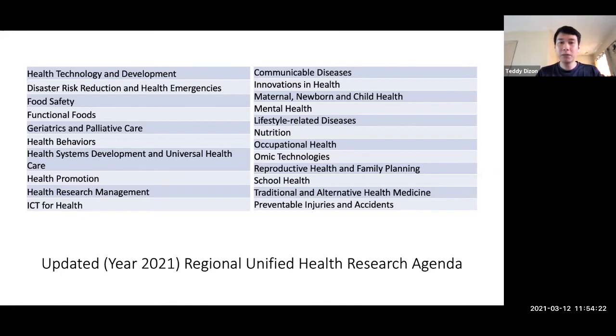For the collaboration, meaning, are these topics or questions or research agenda highly collaborative in nature? So number 1, we have health technology. 2, disaster risk reduction. 3, food safety. Then functional food. And then geriatrics and palliative care. Health behaviors, health systems development, and universal health care. Are these highly collaborative in nature when we execute researches or propose researches?